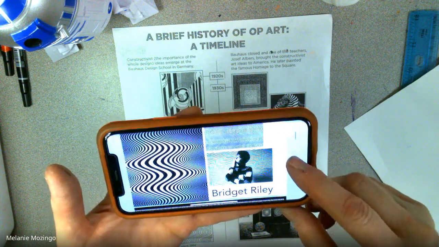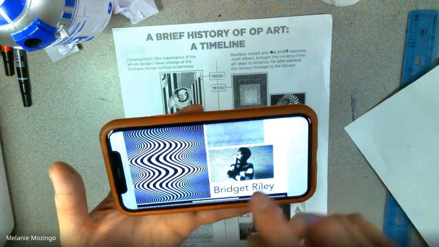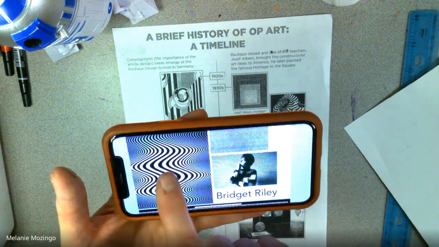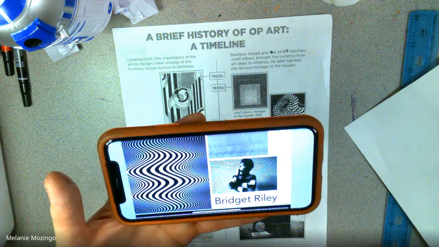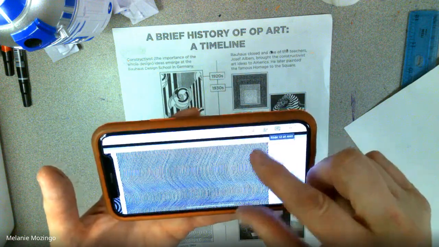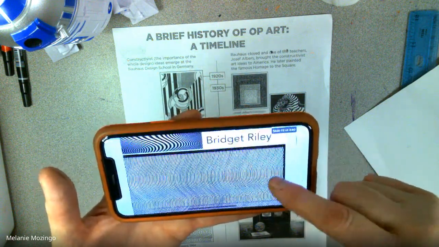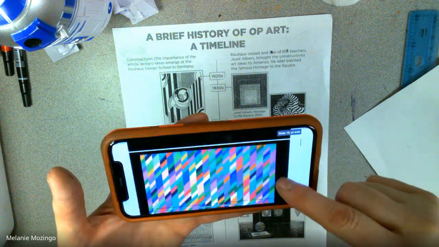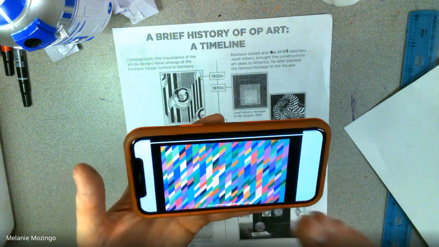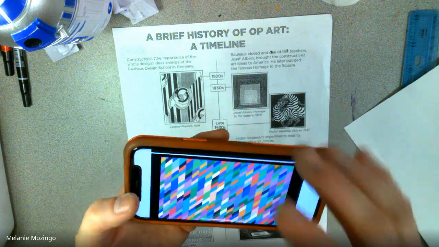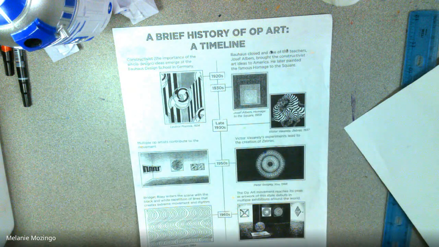We looked at the work of Bridget Riley, who hailed from England. She was known most likely for her paintings of optical illusions. And again, her work is absolutely mesmerizing. This is where kids start to get a little bit seasick in class. After we finished looking at the work of Bridget Riley and Victor Vasarely, we also brought in MC Escher as well.